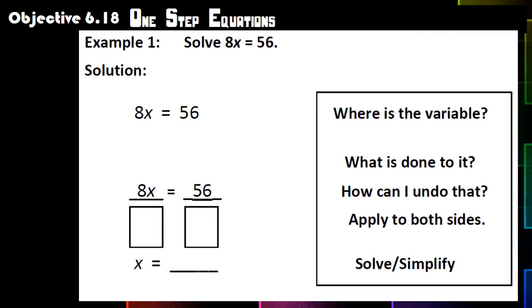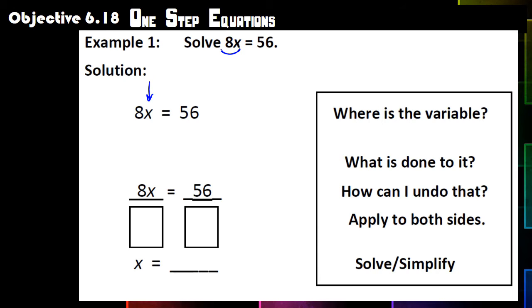Now here we're given example number 1. It says solve 8 times x equals 56. We know that if there's no operation between the number and the variable, we're multiplying. So our very first step is to identify where the variable is. We identify the variable on the left-hand side of the equation.